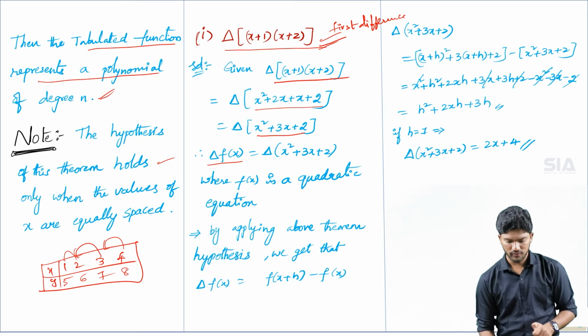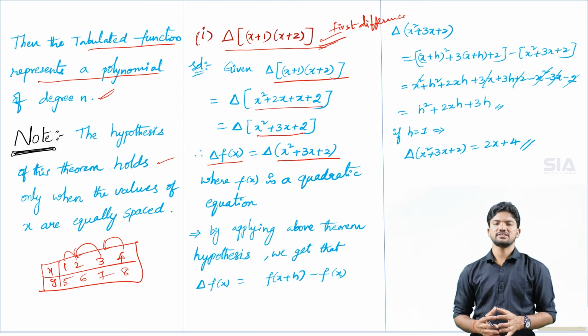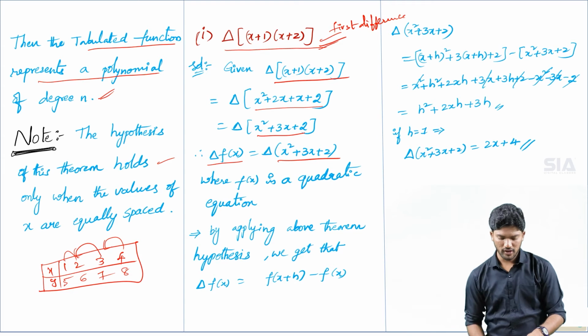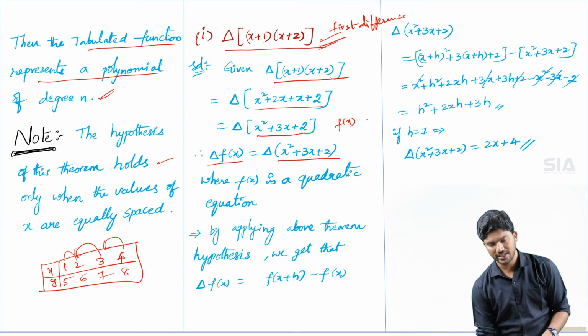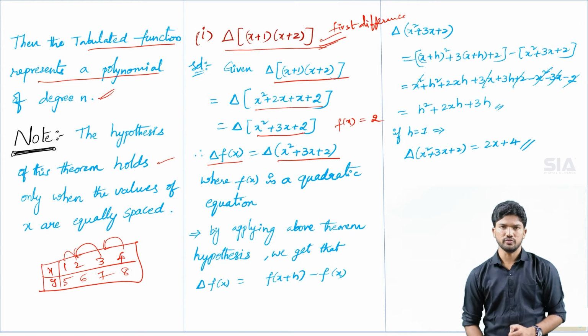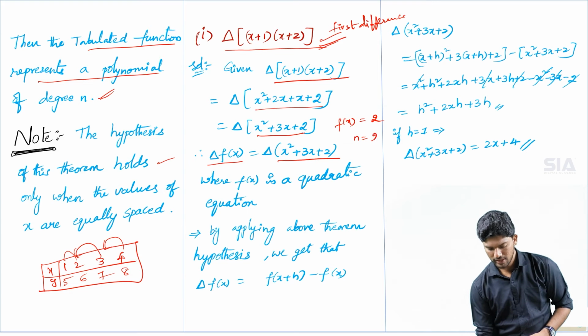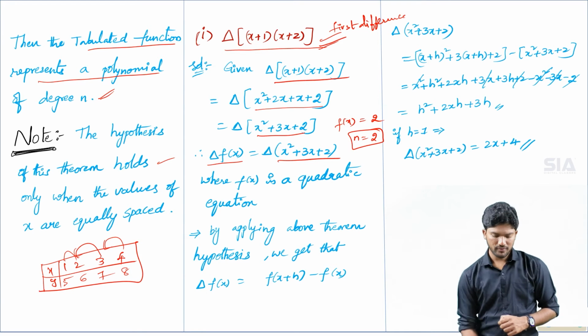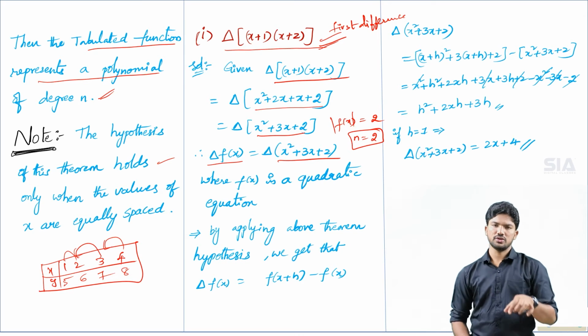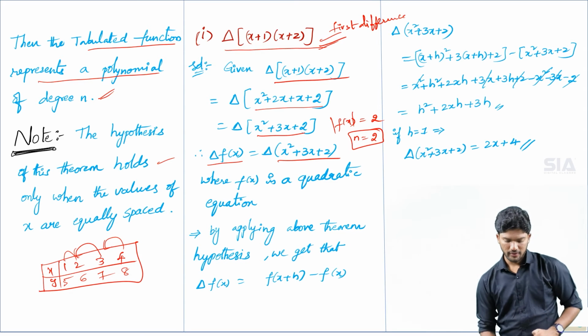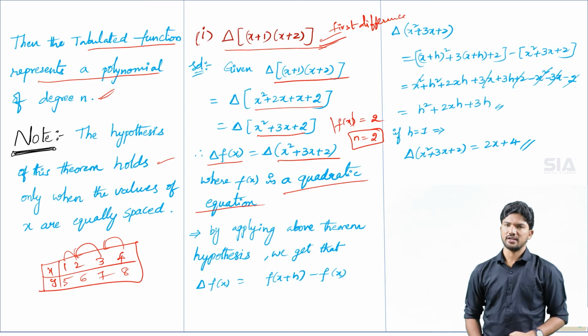Okay, del of f of x is equal to del of x² + 3x + 2. Here the f of x value we got is a quadratic equation, the order is 2, that is small n is equal to 2, where f of x is a quadratic equation.